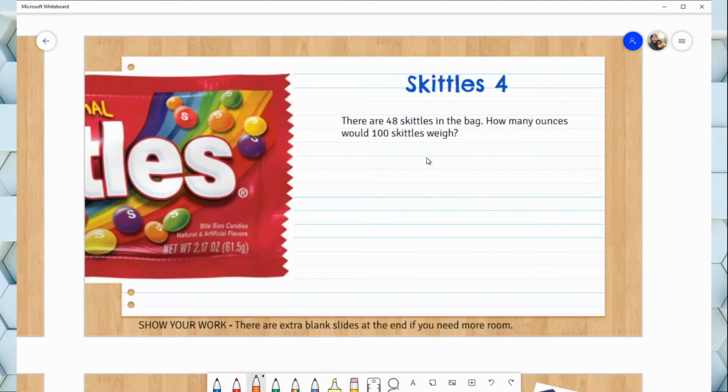On the next Skittles slide, it says there are 48 Skittles in this bag. How many ounces would 100 Skittles weigh? So be careful. Skittles 3 was grams. This slide is ounces. You're going to have to set up a new proportion.